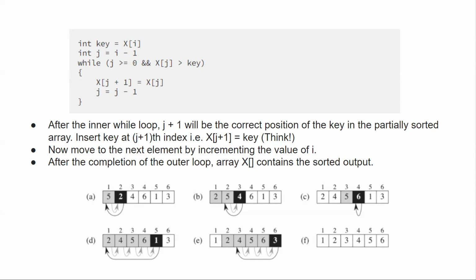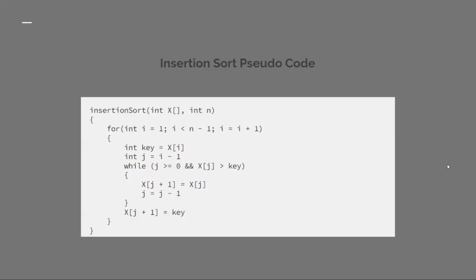Insert key at the j plus 1 index: x[j plus 1] equal to key. Now move to the next element by incrementing the value of i. After the completion of the outer loop, array x contains the sorted output. And here's the insertion sort pseudocode.